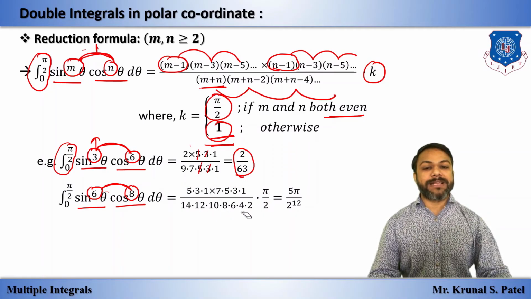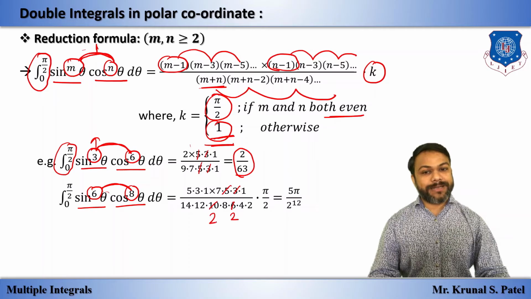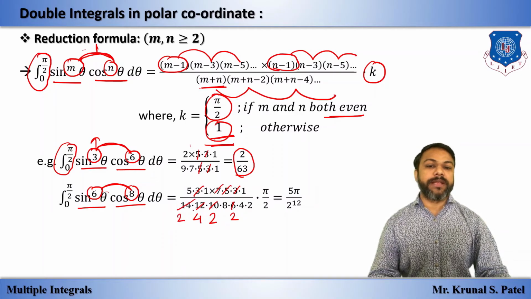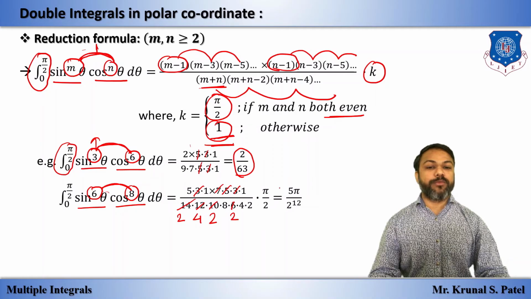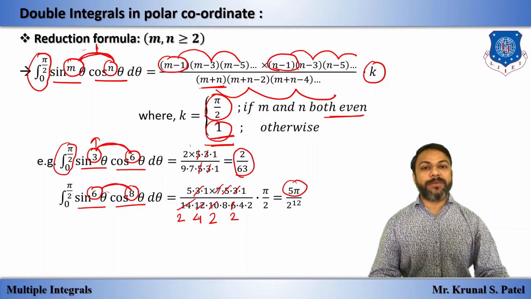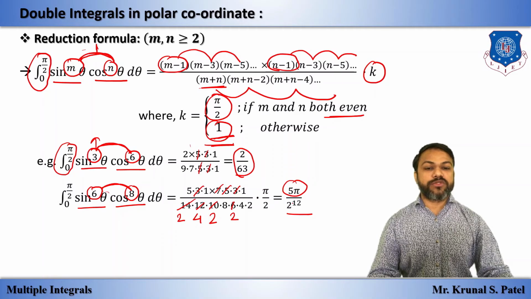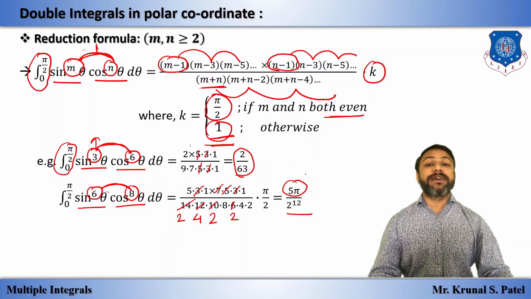Then cancel out: the 3 with 6 in the denominator, the 5 with 10, the 3 with 12, and the 7 with 14. Now we have 5 pi in the numerator. In the denominator, 2 raised to 1, and this 2 raised to 2, that means 3, 4, 5, 6, 7, 8, 9, 10, 11, 12. Total 2 raised to 12. You know that we can put the value. So these are the reduction formulas.